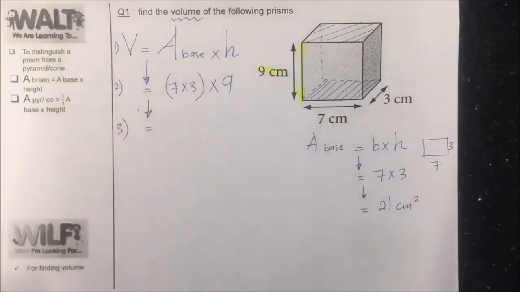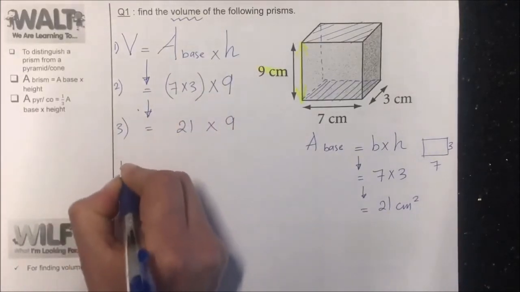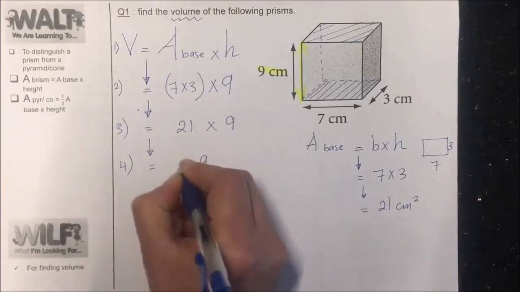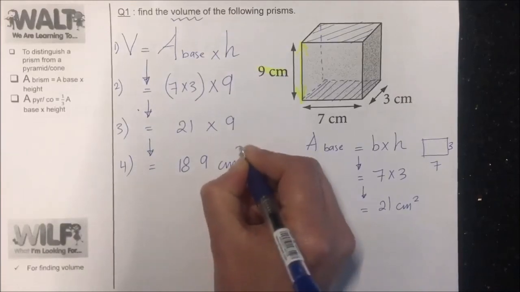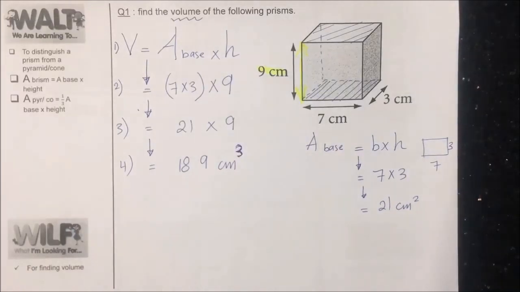and then you calculate 21 times 9, put the final answer, and the measurement unit is centimeter cubic, centimeter to the power of 3.